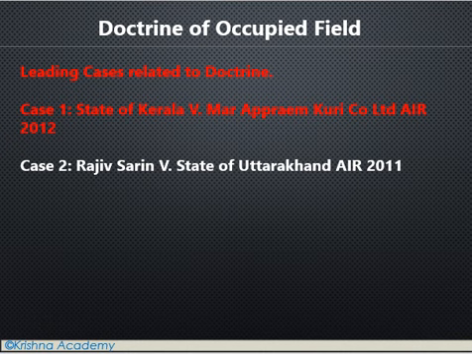The second leading case law on this topic is Rajeev Sarin versus State of Uttarakhand, AIR 2011. In this case, the Supreme Court held that under Article 254 of the Constitution, if a state law is passed in respect of a concurrent list subject upon which a union law is also present, in such a case the state law would be invalid to the extent it is contradicting that made by the center.